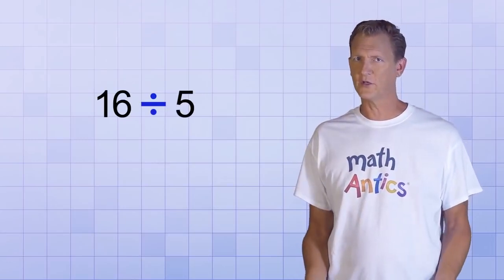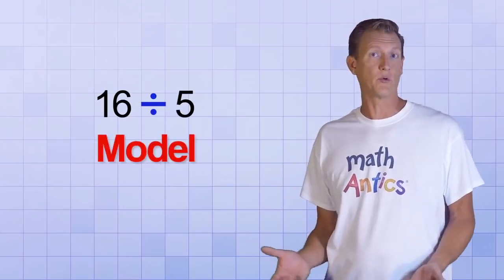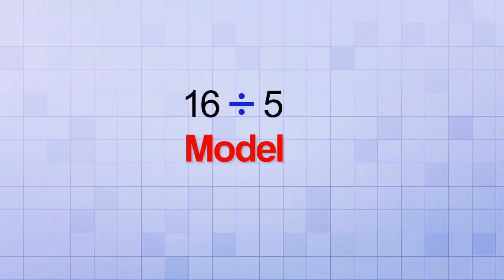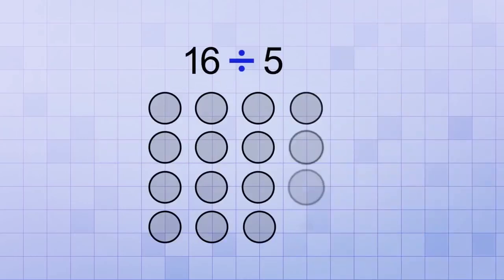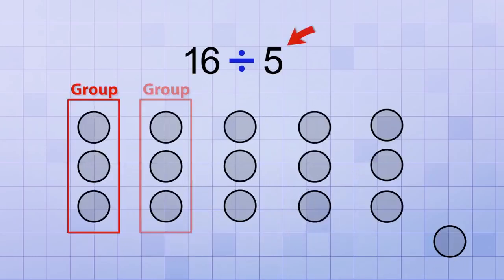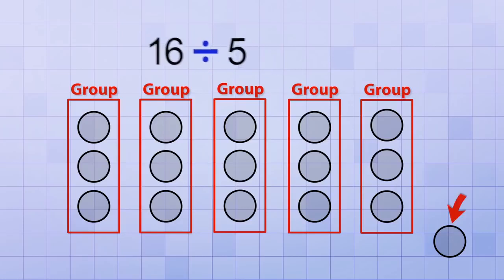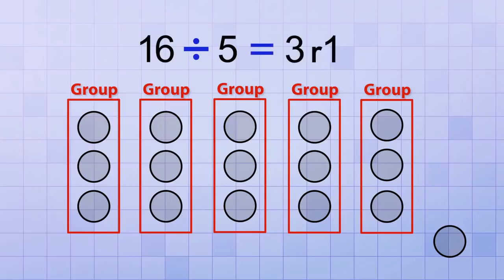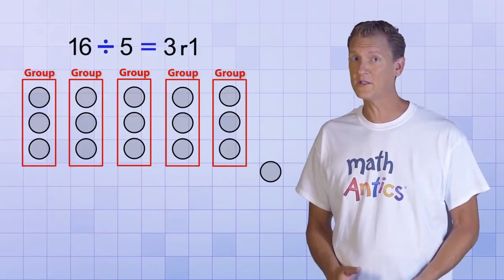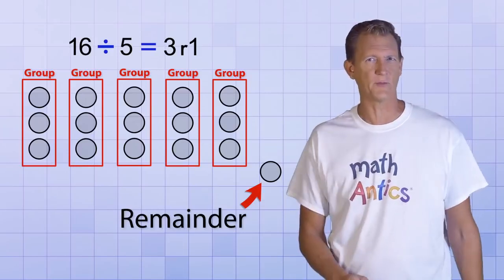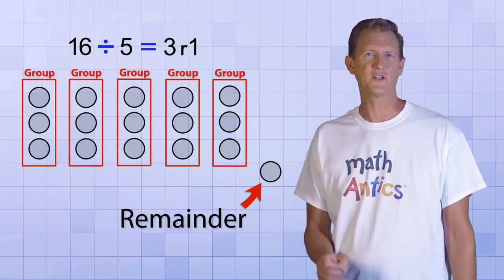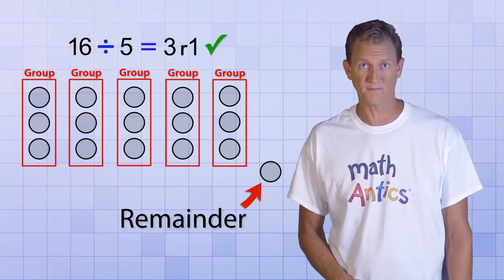One way we could get the answer is to model the problem with a simple drawing, or even physical objects. Like, you could draw 16 circles and then see what you'd get if you divided them into 5 equal groups. Notice that we ended up with 3 circles in each group, but we have 1 left over. That means that we figured out that 16 divided by 5 equals 3 with a remainder of 1. Of course, there are ways to divide up remainders too using decimals, but in this video, we're just going to accept remainders in our answers.